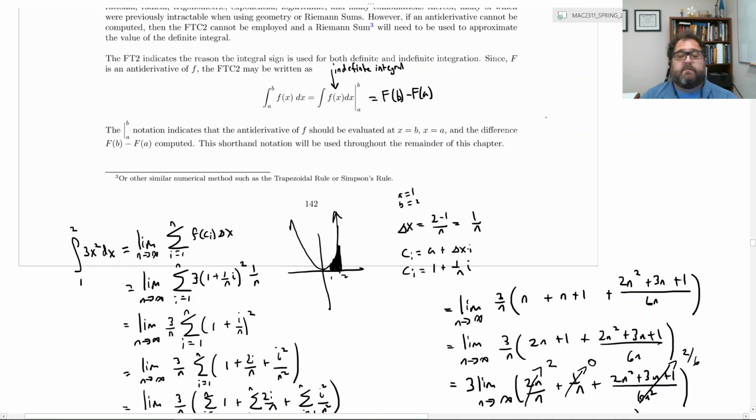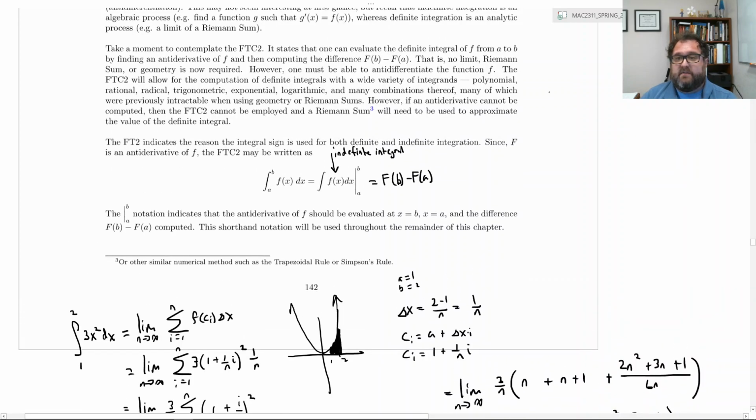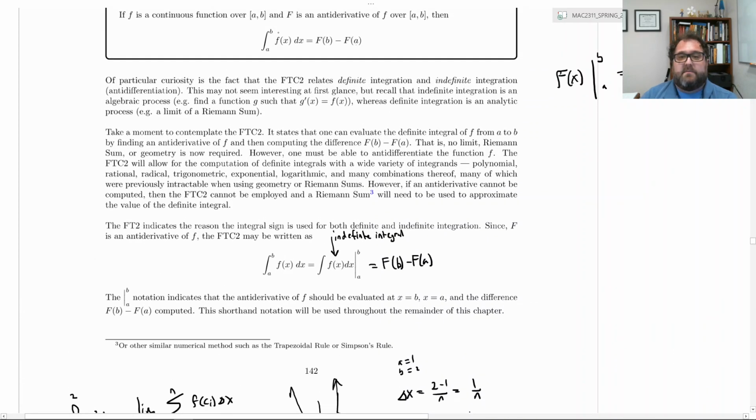Now, it won't always be quick. Well, it won't always be easy in general, but it's definitely super quick for this example. So what does the fundamental theorem say? Fundamental theorem says if you want the definite integral from 1 to 2 of 3x squared dx, all you have to do is find the antiderivative of 3x squared dx. What's the antiderivative of 3x squared with respect to x? Well, it's x cubed, yeah? That's the antiderivative of 3x squared.